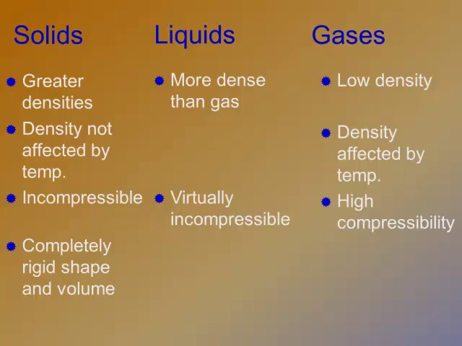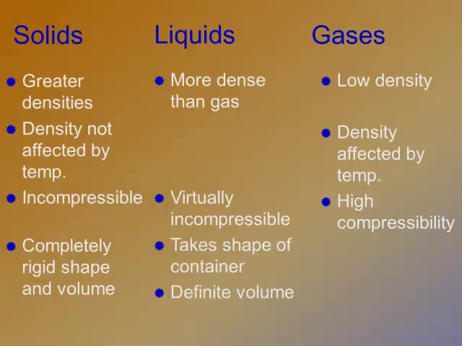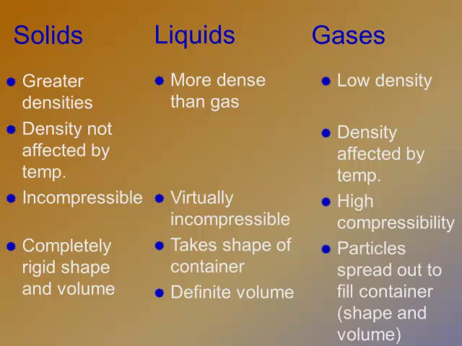Finally, solids have a rigid shape and volume. Liquids have a definite volume but conform to the shape of their container. Gas particles spread out and take both the shape and the volume of their container. Hopefully you're seeing that there's a real separation between the condensed states of matter and the gaseous state. The question is, what causes this difference?